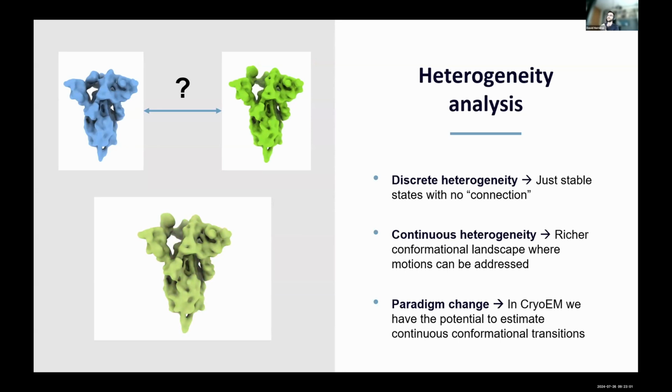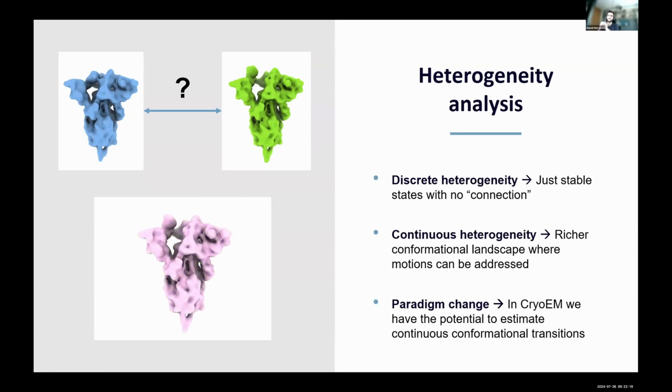And with this, what we are getting is something like, for example, here in this example with the SARS-CoV-2 spike. We could get, for example, the RBD in 3 down conformation or the RBD in 1 up conformation. And this is already very, very useful because we are already getting an idea of the dynamics of the protein.